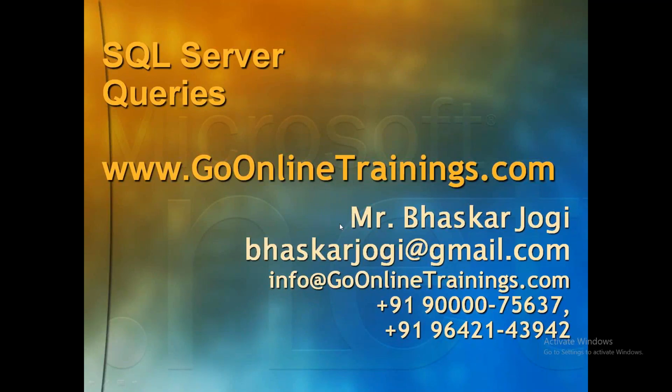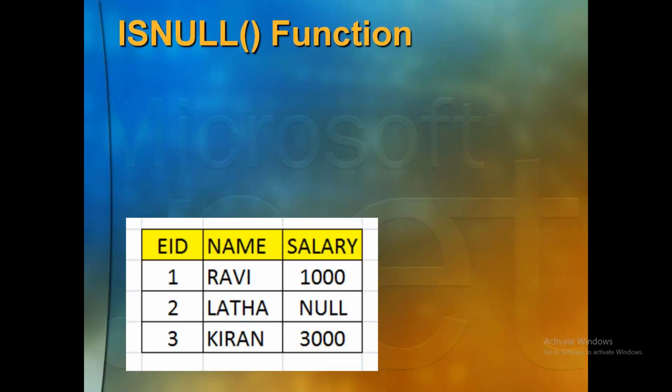Clear? So we can have... Now I wanted to understand the ISNULL function. Function means you will have two brackets at the end. Clear? You will have two brackets at the end. Then this is what is called a function.